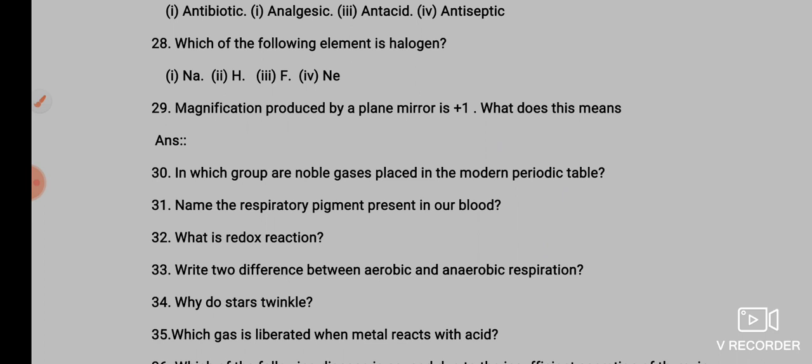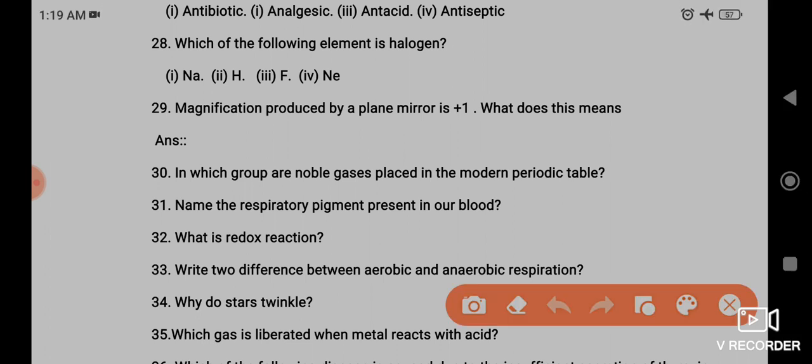Next, question number 29: the magnification produced by a plane mirror is +1. What does this mean? All of you know that magnification is the ratio of the height of the image to the height of the object. So we compare the height of the image and the height of the object, and here the sign of the magnification, plus or minus, tells us the nature of the image. Plus sign means the nature of the image is virtual and erect. Remember that. If the sign of magnification of a mirror is plus, the image is virtual and erect, and if it is minus, then the nature is real and inverted.